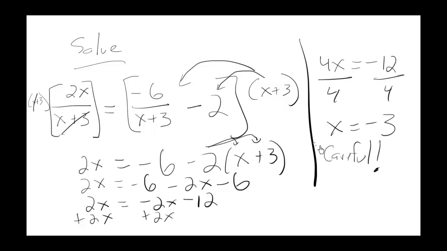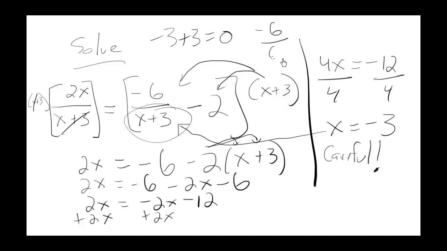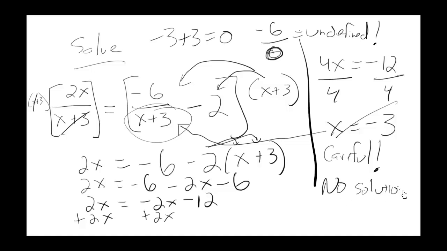Always a good thing to try to check your work. If I plug this back into the original, what's going to happen? That's going to cause this bottom to turn into 0, because minus 3 plus 3 is 0. Minus 6 divided by 0 is undefined. You cannot divide by 0. So this problem actually has no solution. The only answer that could work causes a domain error, and you cannot divide by 0.